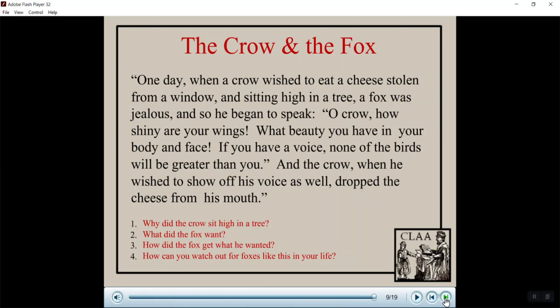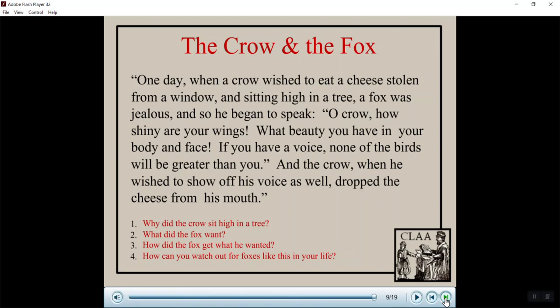Let's have some fun, though, and read this fable in English. And then I'll ask you a few questions that you can talk about with your parents. Listen to the fable of the crow and the fox.